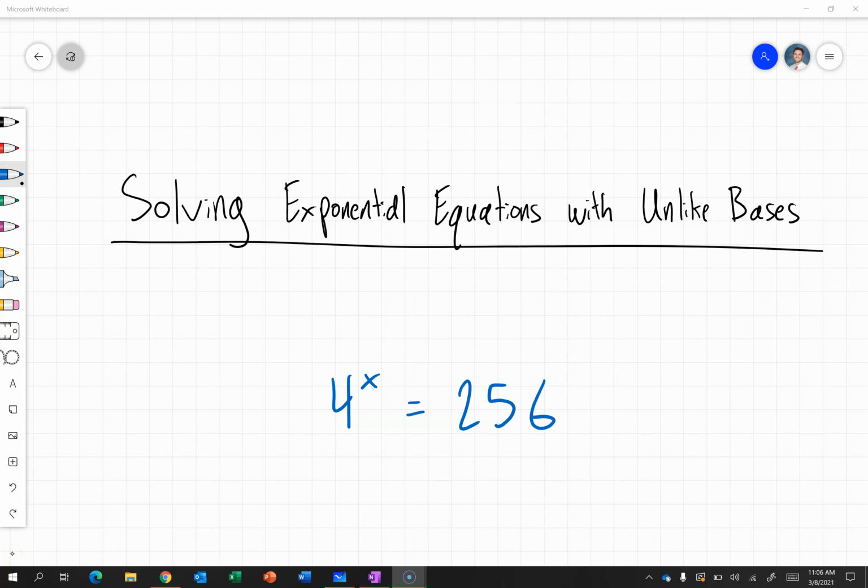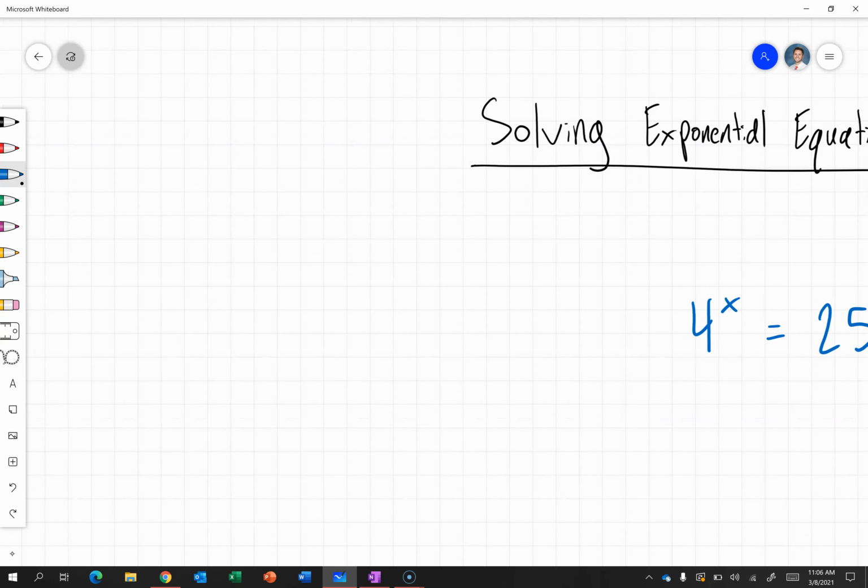Alright, so another thing that I noticed we had some difficulty with on the test was solving exponential equations with unlike bases. Remember, the exponents will only be equal if the bases are equal. So in other words, we know in an instance like this, 5 to the x equals 5 to the fourth power, x has to be equal to 4 so that 5 to the fourth power equals 5 to the fourth power.